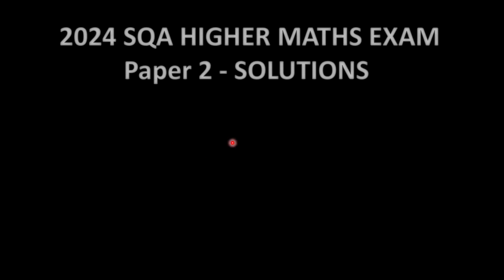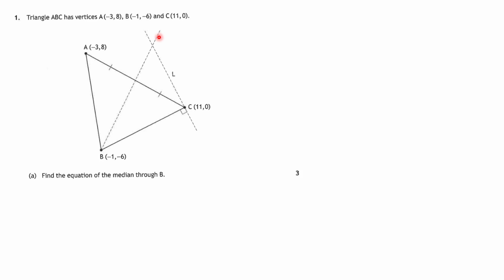In this video, I'm going to go over the solutions to 2024 SQA Higher Maths Exam Paper 2. Question 1. We have a triangle ABC with these vertices.